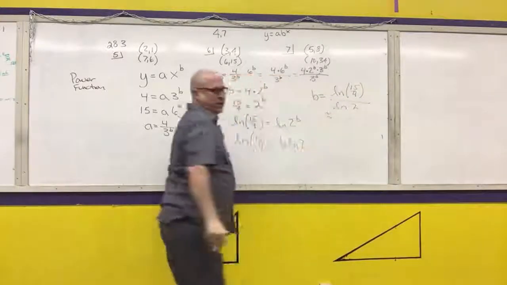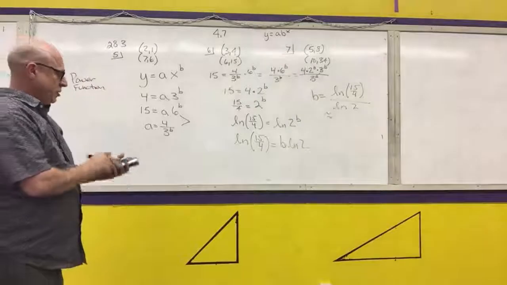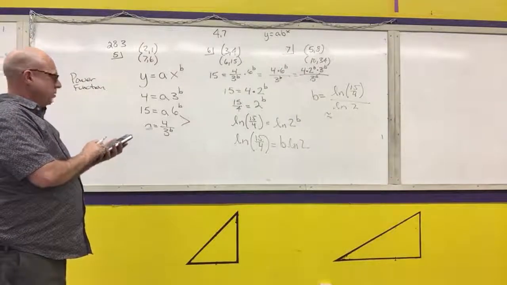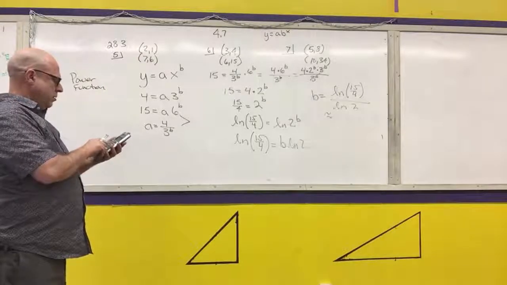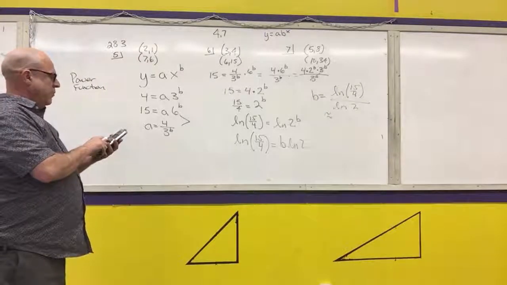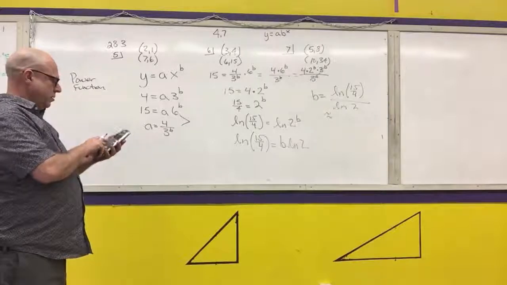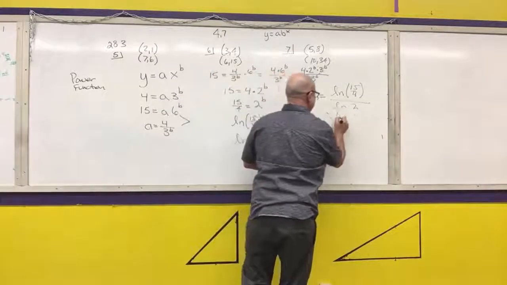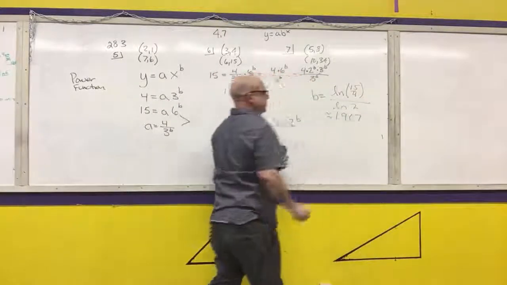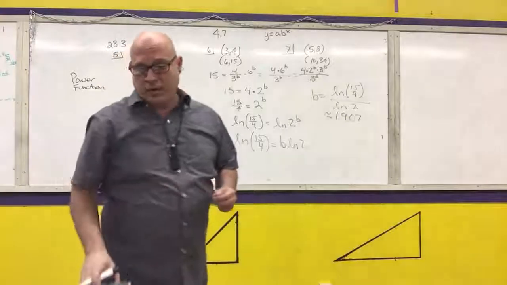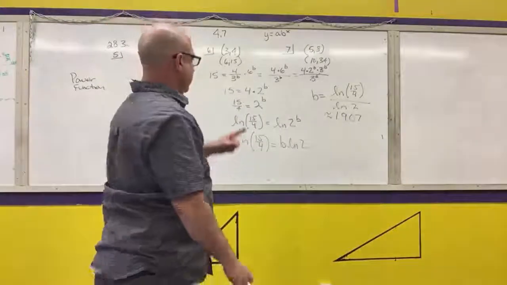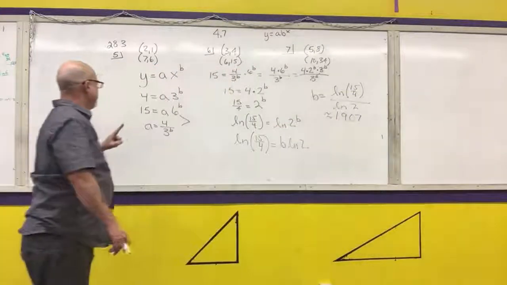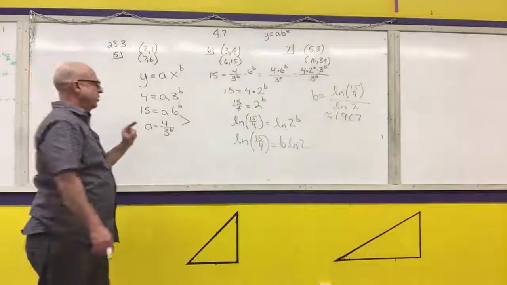And we stick that into our calculator, round it to 3 decimals. So the natural log of 15/4 divided by the natural log of 2. Approximately 1.907. We are going to take that and now solve for b. Actually, that's our b. We're going to now solve for a.